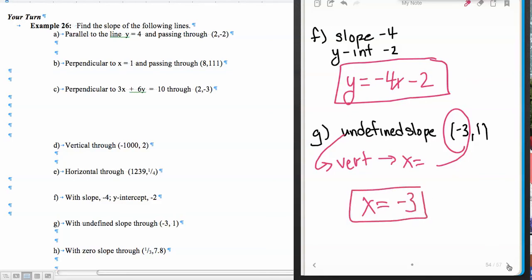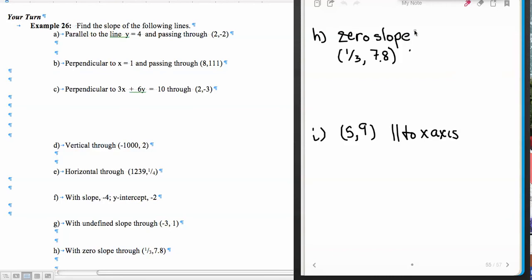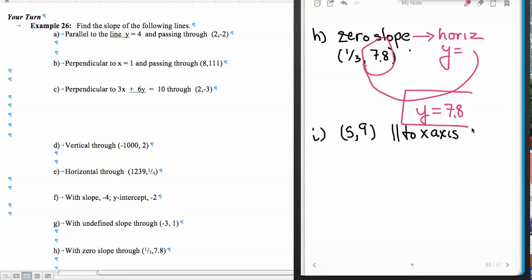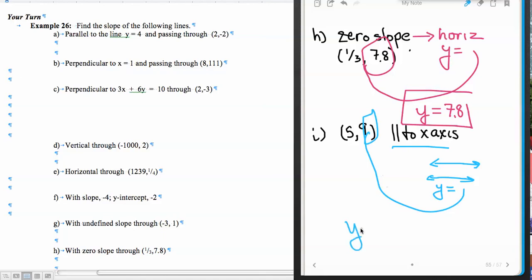So moving on to our next one, part H, I have zero slope. Zero slope tells me that I have a horizontal line. And horizontal lines, of course, have a y equals. And y equals what? Well, the y there. So y equals 7.8 is my equation for this one. And so the next one, we have a line parallel to the x-axis. So here's the x-axis, right? The x-axis is a horizontal line. So a parallel would be another horizontal line, which means it's a y equals line. And y equals what? y equals whatever the y coordinate is. So y is equal to 9.